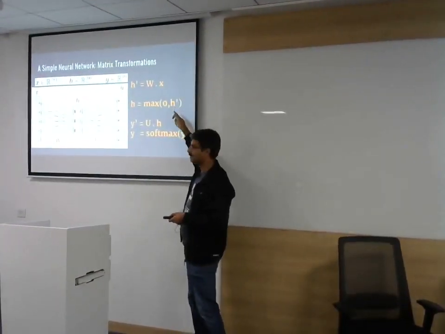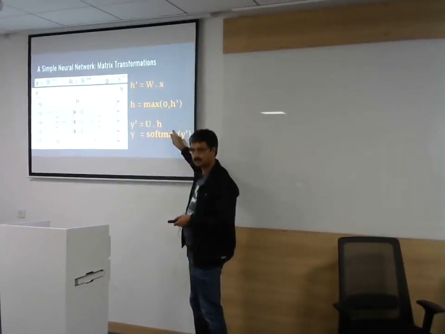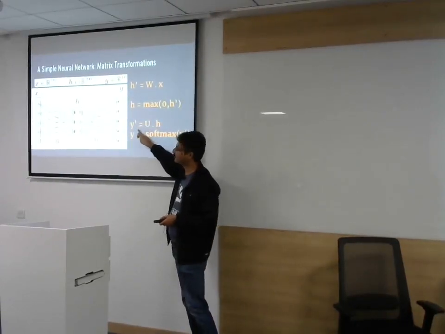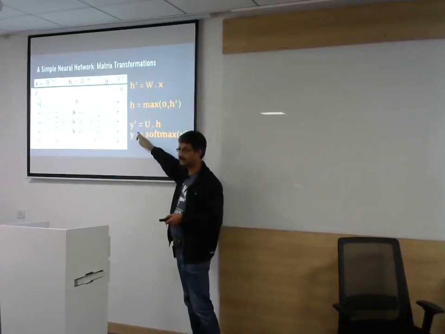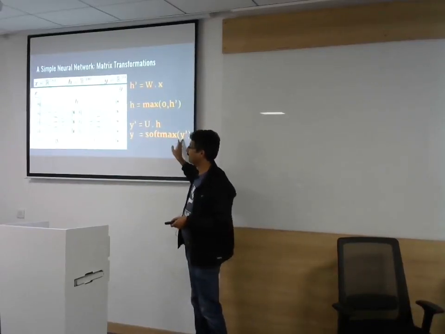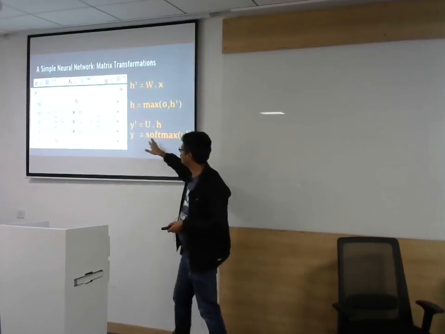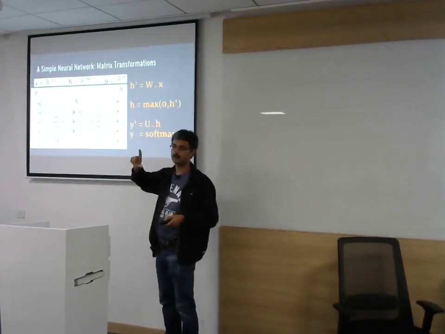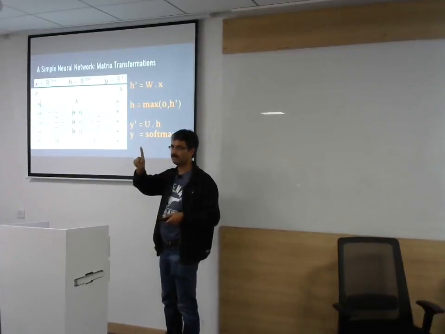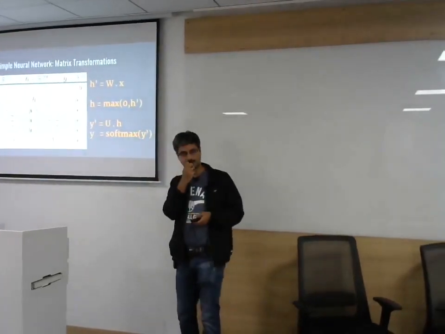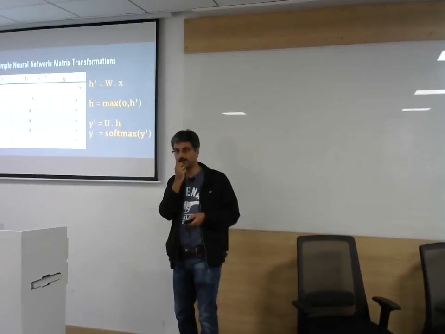So transformation, activation, another transformation, and the hidden vector gets transformed to the output space. Again, I won't go into detail, but this essentially ensures that the value of y is between 0 and 1, and of the outputs, you pick the one that is highest. Okay, so again, how are we doing here?